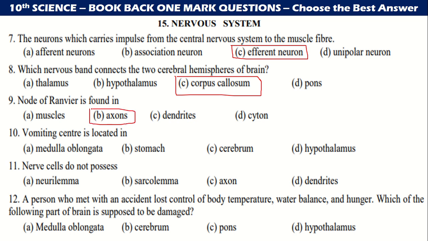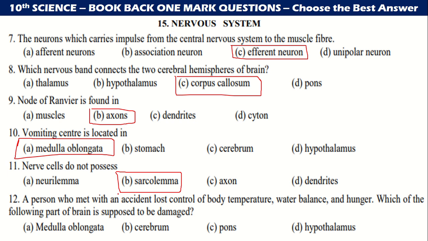Next one, node of Ranvier is found in axons. Vomiting center is located in the medulla oblongata. So that is where the vomiting sense is. So 11th, nerve cells do not possess sarcolemma.